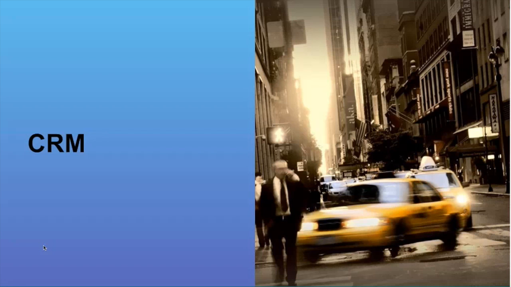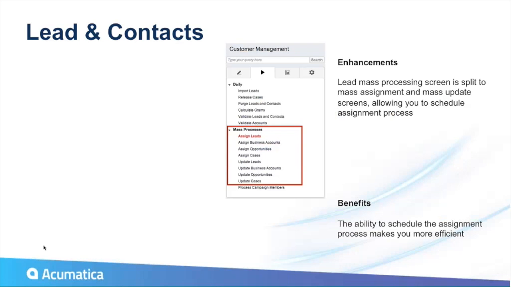CRM. So CRM is another area that has seen multiple improvements in the system. First of all, we changed the way you assign and update leads, business accounts, opportunities, and contacts in the system. We created separate processing screens. So this allows you to schedule this assignment process. Previously, we had a single screen with multiple settings and options that was a little bit difficult to use. So it is far simpler and cleaner to use.